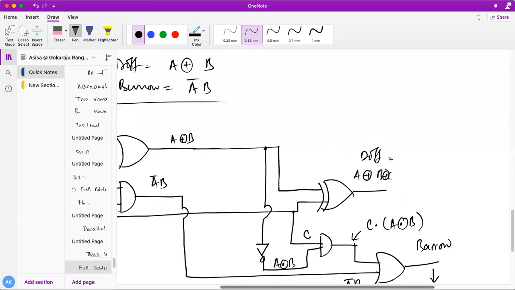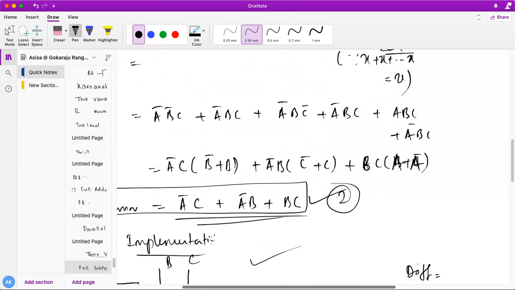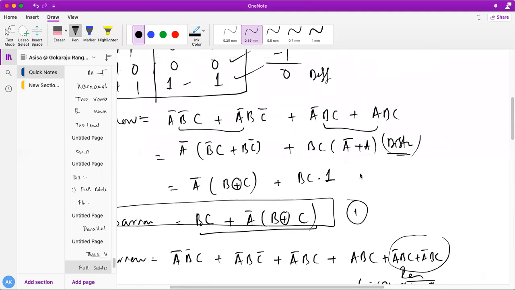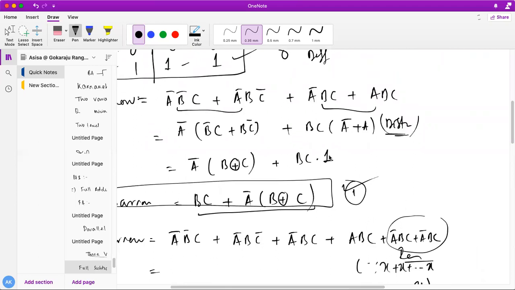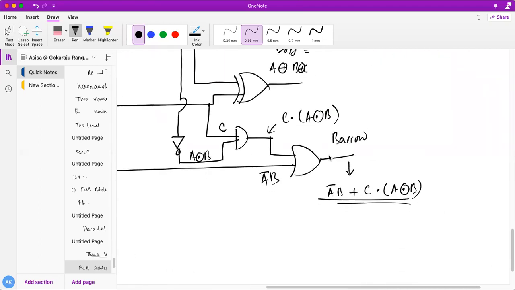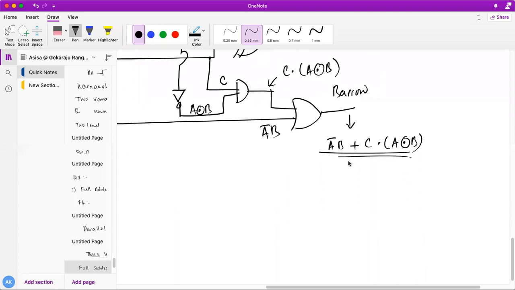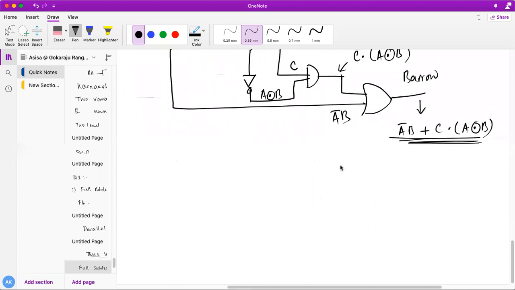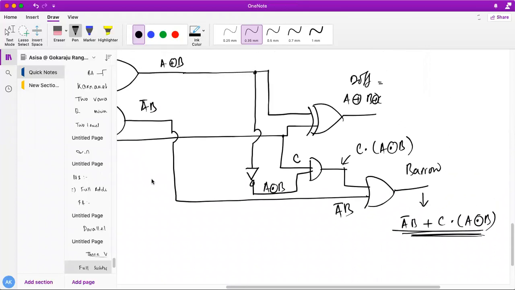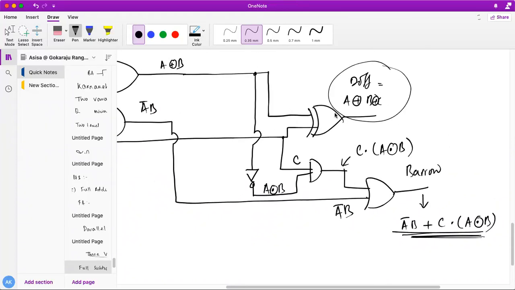But what is my borrow that has come? I have got two equations for borrow. So obviously this has not been arrived now, and this also has not been arrived. Am I correct? Okay, so I am going to prove here that this is also an alternate solution of the borrow, an alternate logical expression of the borrow. How? Just see here how I am proving now. This is my borrow. Okay, so I don't have any issue with my difference. Obviously this is my A XOR B XOR C.